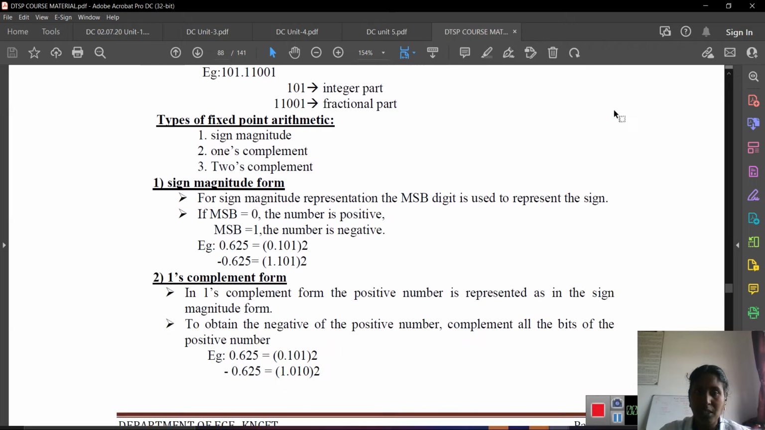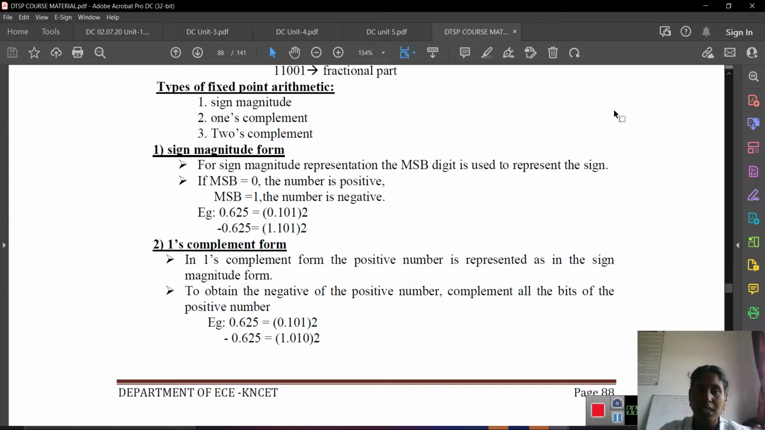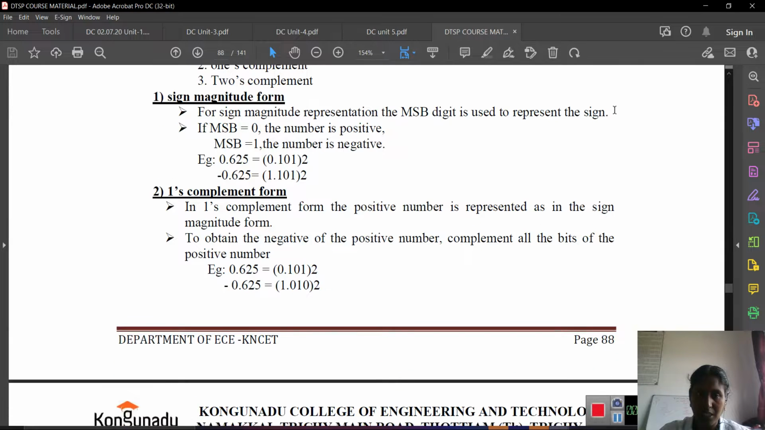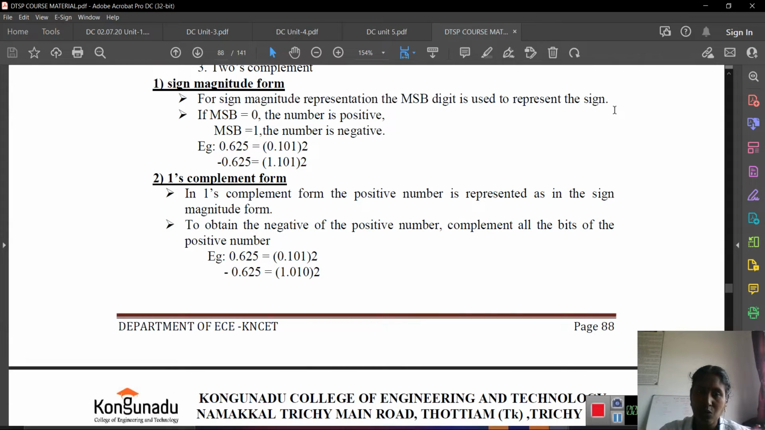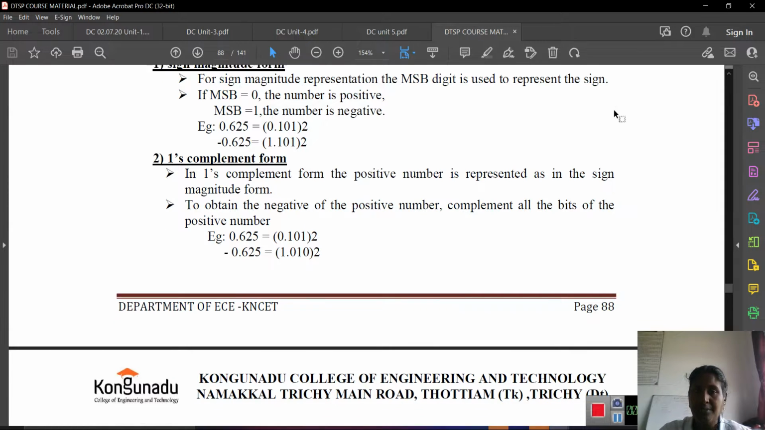Types of fixed point arithmetic: sign magnitude, 1's complement and 2's complement. First, sign magnitude form. For sign magnitude representation, the MSB is used to represent the sign. If MSB equals 0, the number is positive. If MSB equals 1, the number is negative. So, 0.625 is 0.101 in binary, and minus means we put 1.101. That is the difference here.